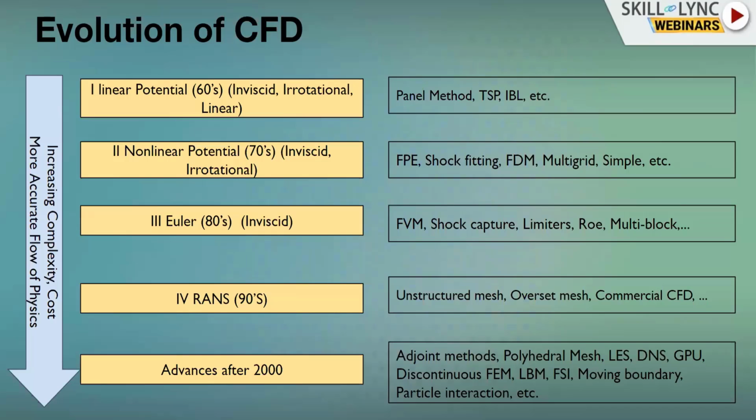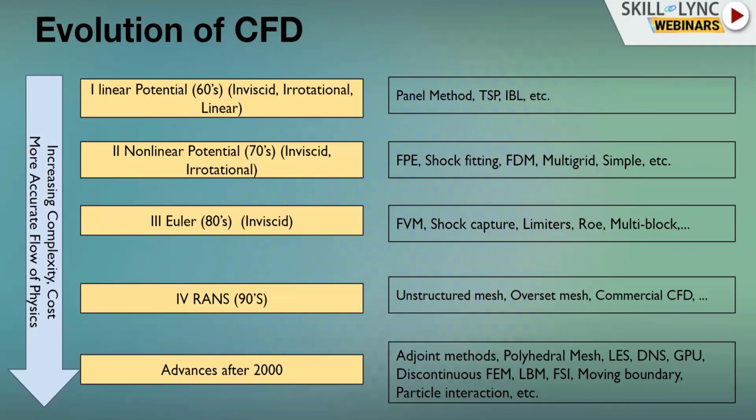In the 90s, it's like RANS. That's where the real commercial CFD started. RANS and unstructured meshes, overset meshes. So most of the things that we are using now are all from the 90s and beyond. And after 2000, the CFD methods have not undergone a rapid growth as happened from the 60s to the 90s. After that, it is almost a kind of plateau, but a lot of different things came into the picture.